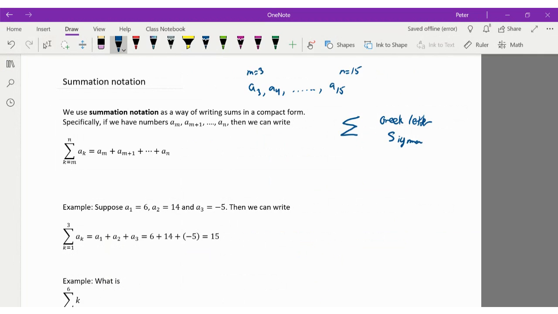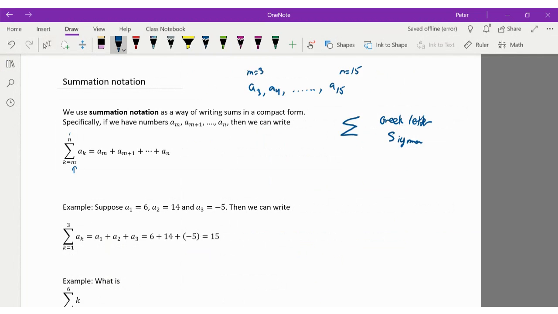If I want to add them up, I could just write out what you see here on the left, where I just have plus signs separating all the numbers. But a cleaner way to do it is to write the sigma symbol and write k equals m through n of ak. And what that means is that you're going to cycle through all the integers starting at m and going up to n, and you're going to add them together.